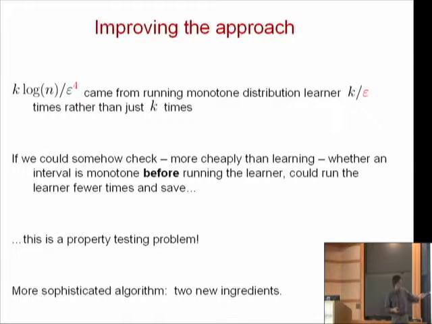Well, it would be nice if we could check more cheaply than actually running the learner whether a given interval is monotone or not before we run the learner. Then we wouldn't run the learner as many times and we'd get some savings.